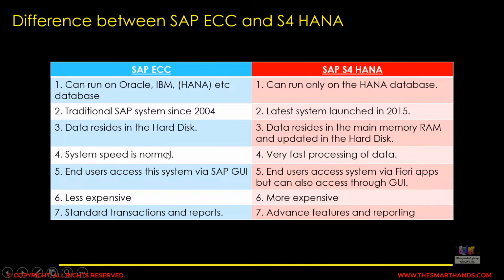System speed is normal, and in S4 HANA it's very fast, providing very fast processing of data. Point number 5, end users access this system via SAP GUI. If you don't know what GUI is, I'll talk about it again in more detail in the next video. Whereas in S4 HANA, end users can access via Fiori apps, but can also access via GUI. Point number 6, SAP ECC is less expensive as compared to S4 HANA. Point number 7, standard transactions and reports are there in ECC, whereas in S4 HANA there are more advanced features and reporting.